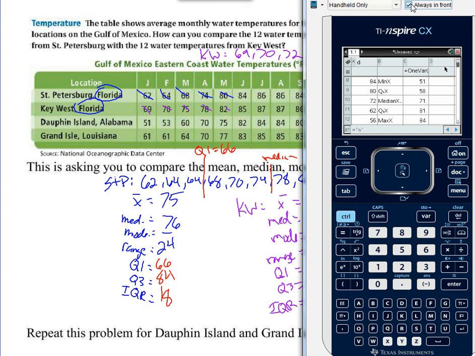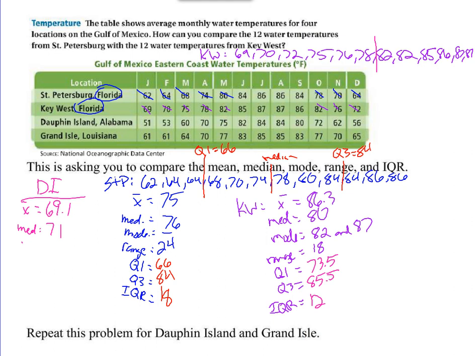So for Dauphin Island, what was our x bar again? 69.1, and what was the median? 71, and the mode? It didn't give us one, so do we have one? 84. For Dauphin, 84 is repeated and nothing else is. So the mode would be 84.